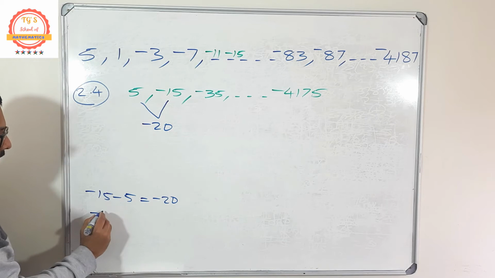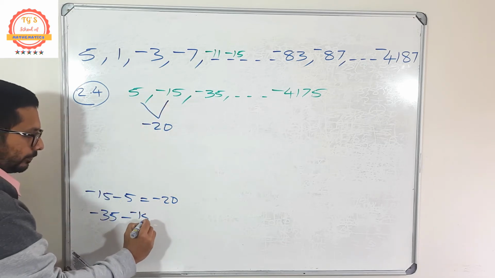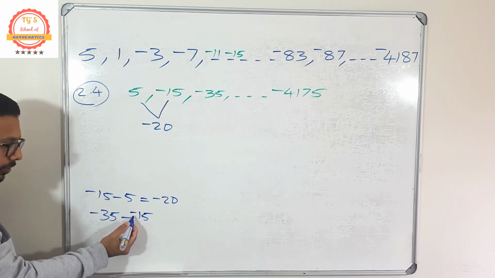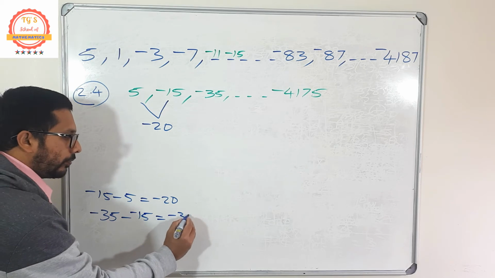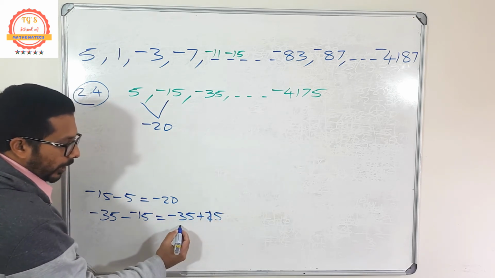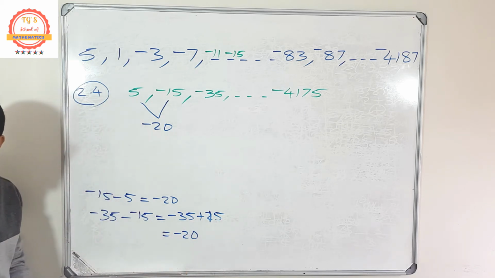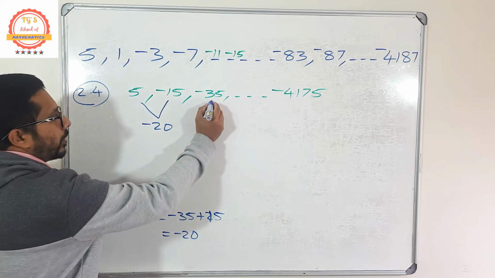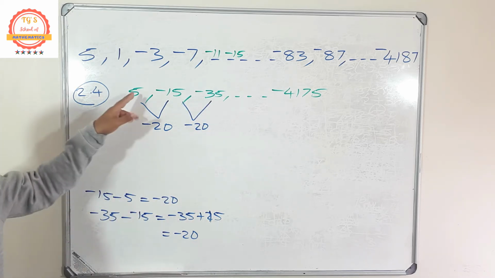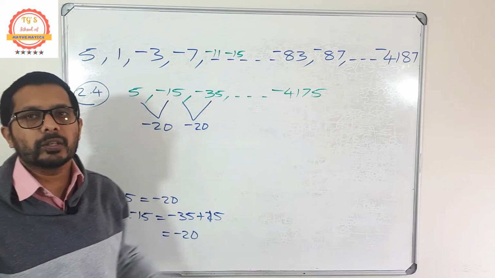What is minus 35 minus 15? So we can see that this minus and minus become positive. So that is minus 35 plus 15. Minus 35 plus 15 is, again, minus 20. Okay. So here also when you subtract, you are getting minus 20. That means this sequence is also an arithmetic sequence.